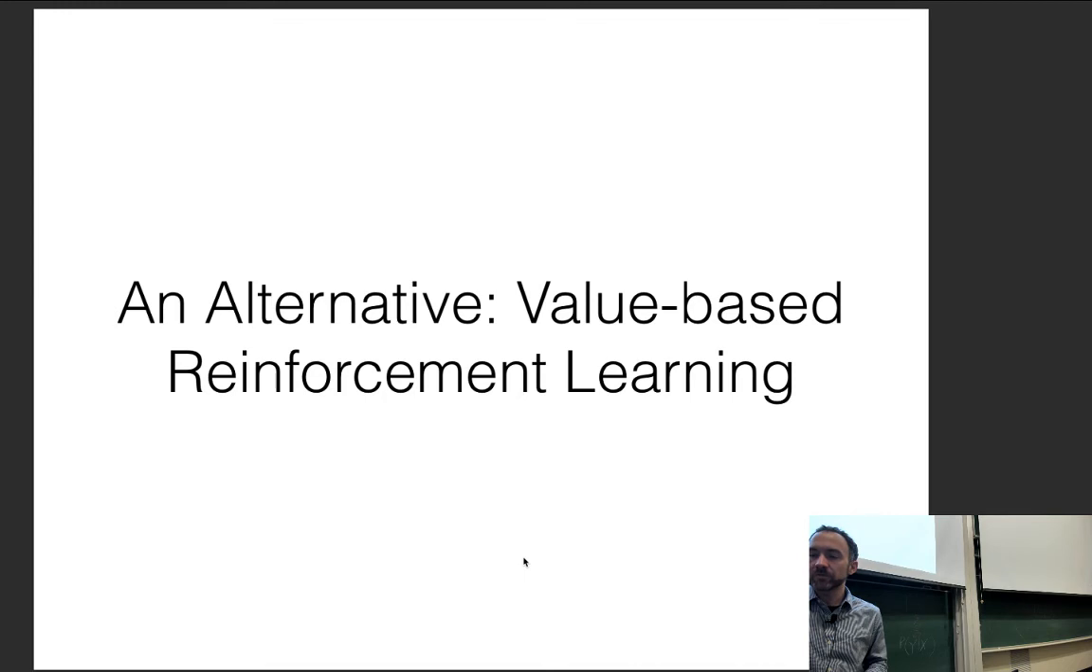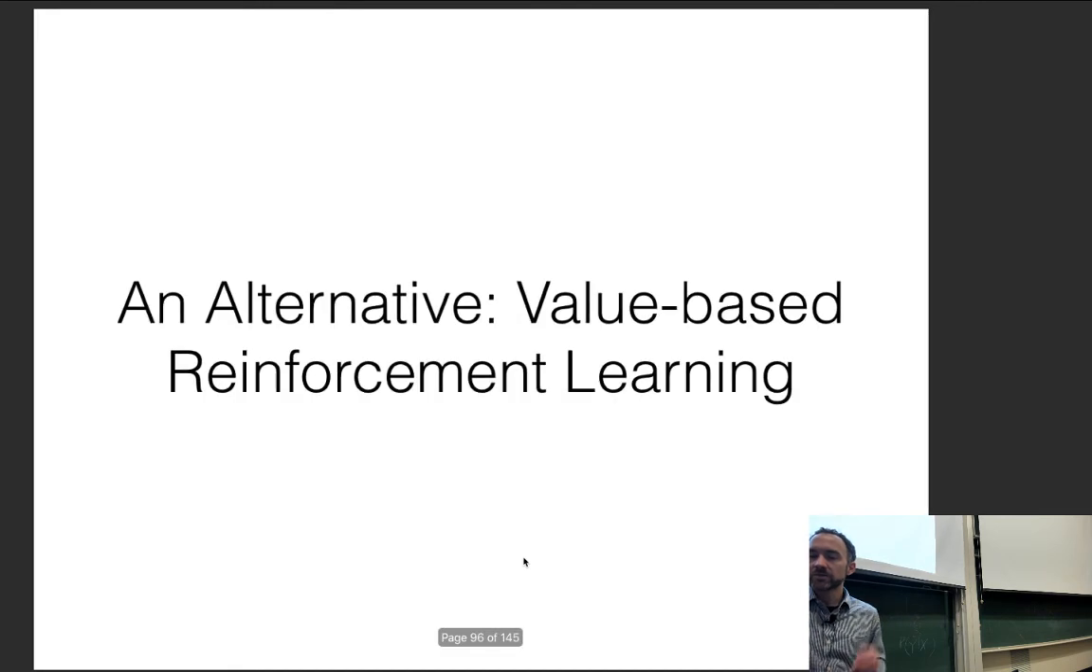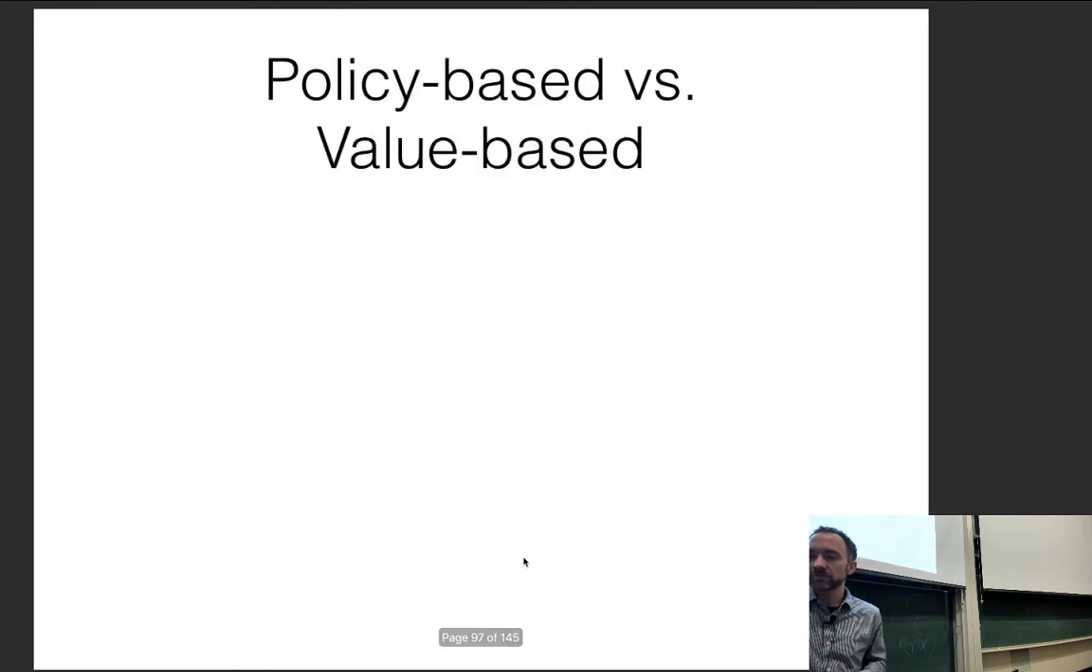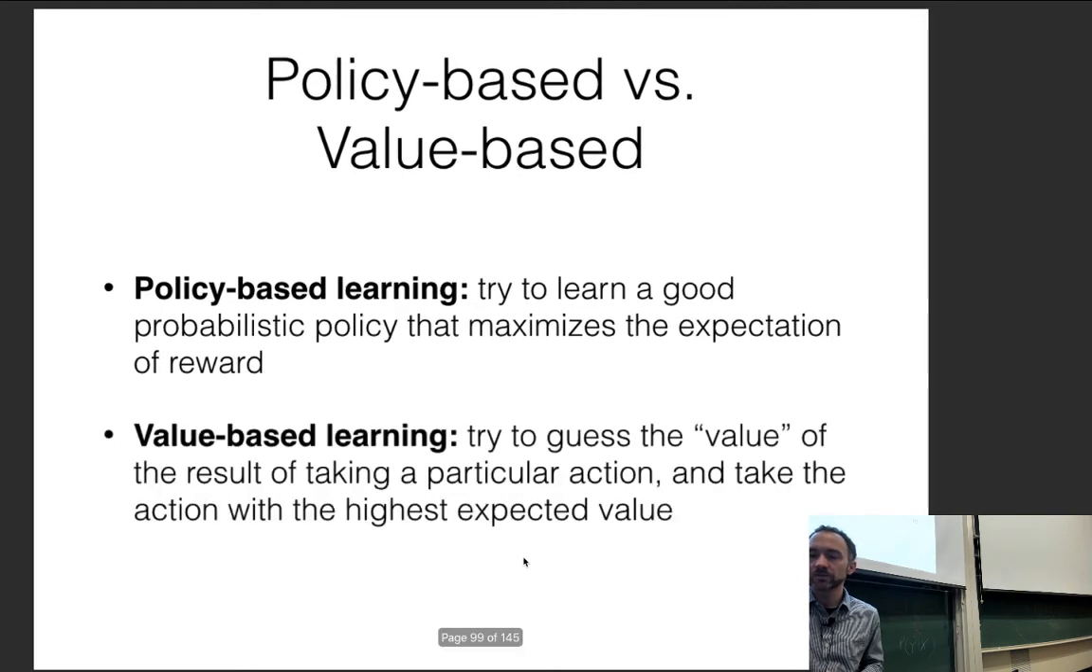I'm starting to run out of time, so I'll go very briefly through the other parts. There's also value-based reinforcement learning. Policy-based learning, like REINFORCE, tries to learn a good probabilistic policy that maximizes the expectation of the reward. Value-based learning tries to guess the value of the result of taking a particular action and takes the action with the highest expected value.